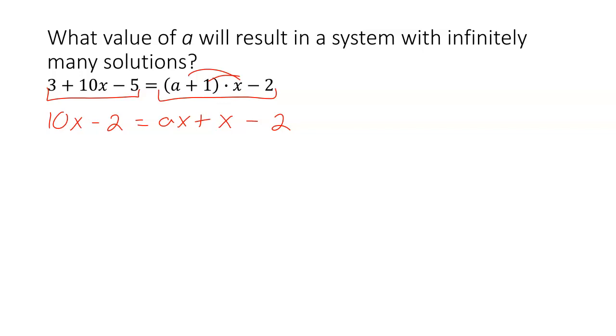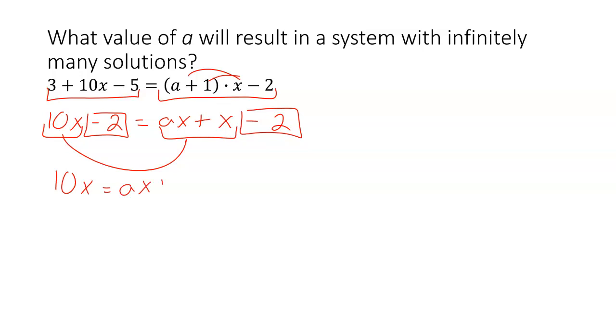Our constants already match, so we don't want to change our constant anymore. The only thing we need to do now is make sure that 10x and ax plus x end up being the same thing. So we can get rid of the plus 2 and look at this: what does a have to be so that if I add 1 to it, I get 10? 9. Using some inspection, a has to be 9.